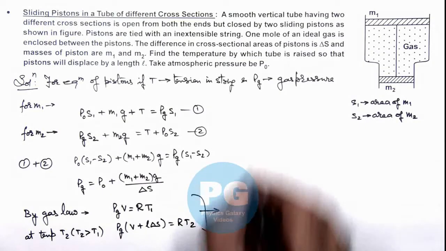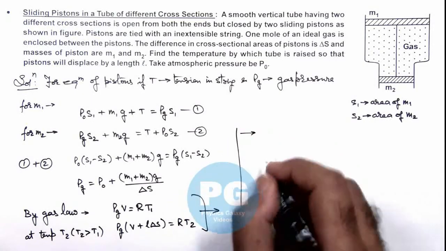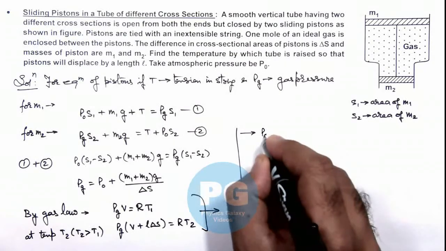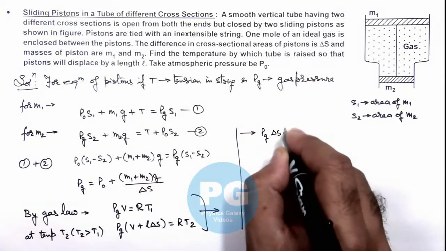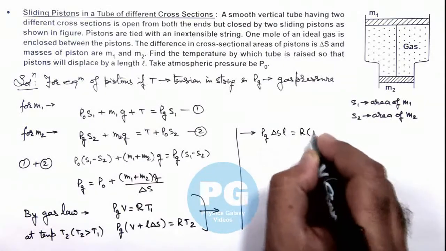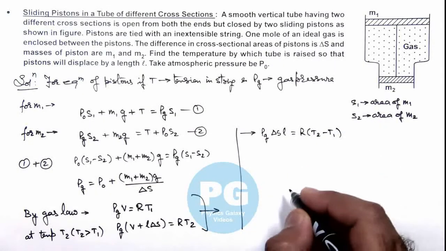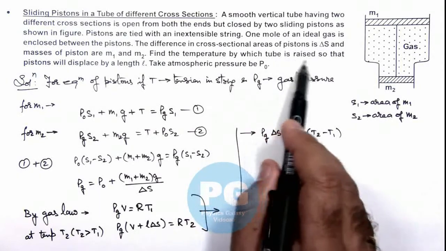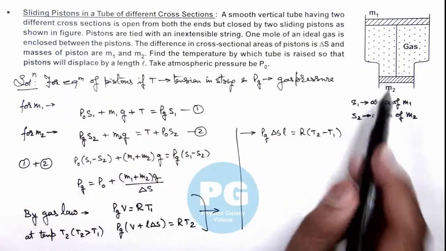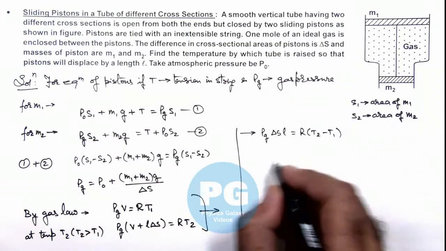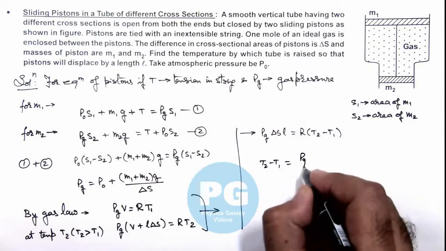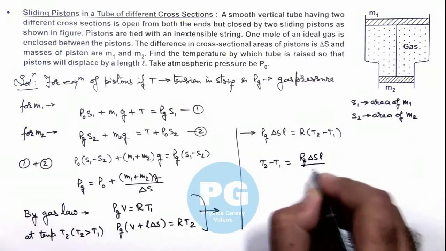From these equations, if we subtract these two, we'll get Pg multiplied by delta S into L is equal to R multiplied by T2 minus T1. We are required to find the temperature by which the tube is raised so that the piston will displace by a length L. So delta T, which is T2 minus T1, is equal to Pg multiplied by delta S L divided by R.